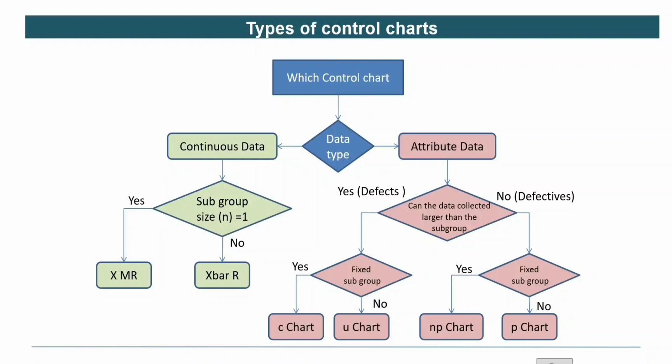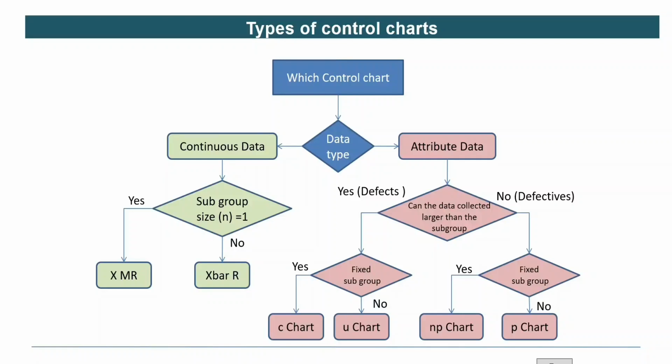As you see here, the first decision making criterion is the type of data. Are you dealing with continuous data, or in other words, variable data, or are you dealing with attribute data? And within continuous, how do you collect your samples, one after the other, or in the form of subgroups? If you are collecting it in the form of subgroups, what is your sample size? Based on that, your control chart changes.